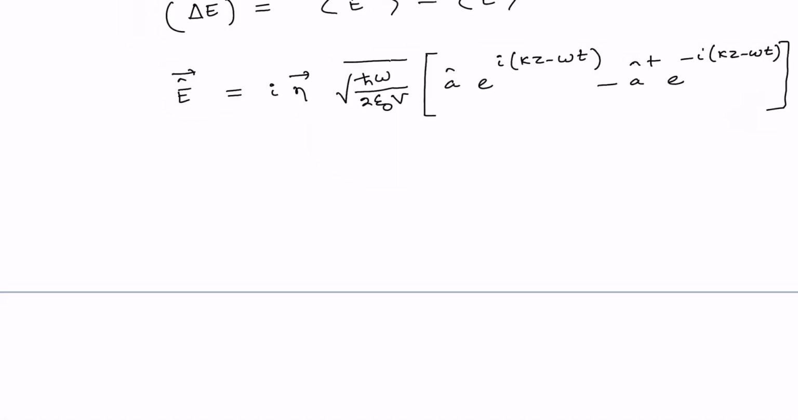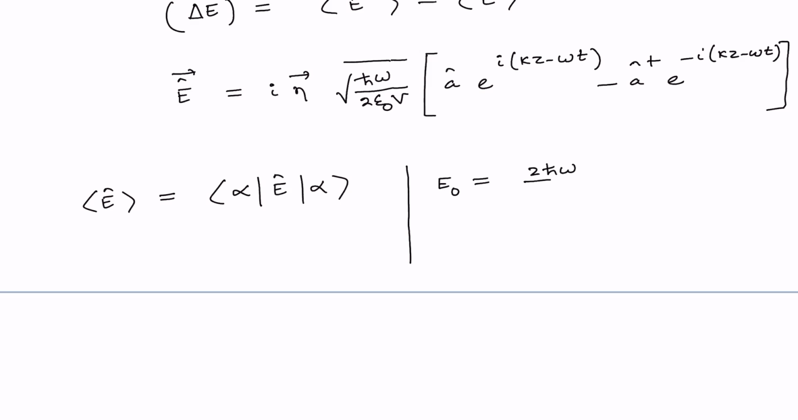Now having this expression for the electric field, we can find the expectation value of the electric field operator in the coherent state, which can be calculated very straightforwardly. However, before I go on to do the calculation, let me introduce some useful parameters to simplify it. Say E0 is equal to the square root of twice h cross omega divided by epsilon 0 V, and chi is equal to kz minus omega t.